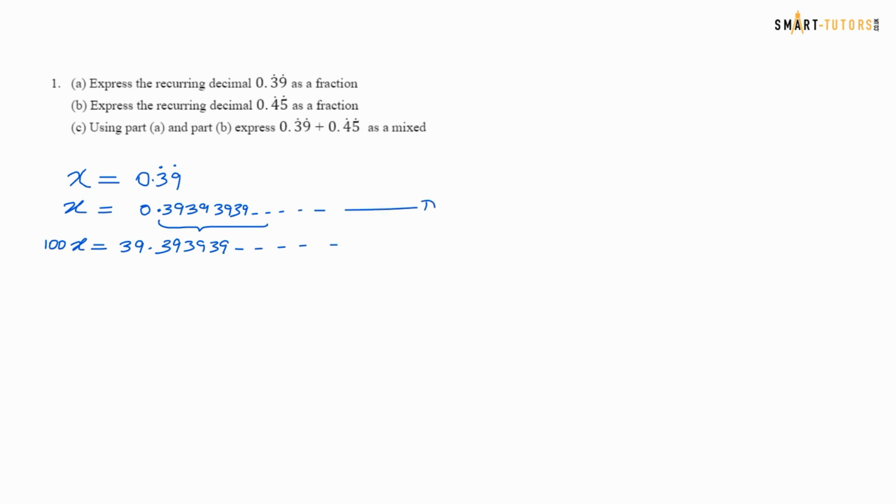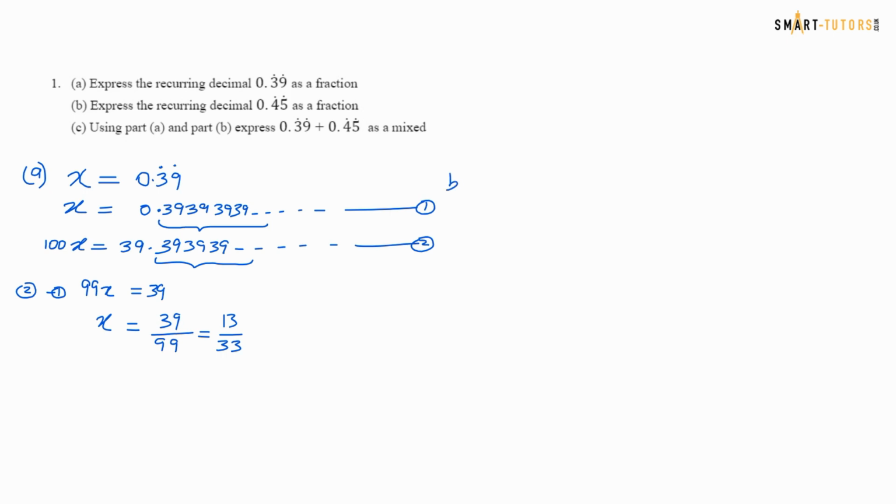Now if you call this question number 1, this is number 2. So 2 minus 1: 100x take away x is 99x equals 39 take away 0, which is 39. All the decimal parts will cancel with the decimal parts here, so you make sure the decimal parts are equal. So x equals 39 over 99. If you simplify by 3, that is 13 over 33. That is the answer for Part A.